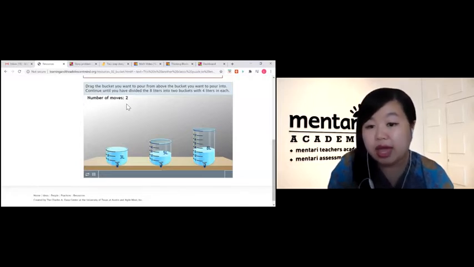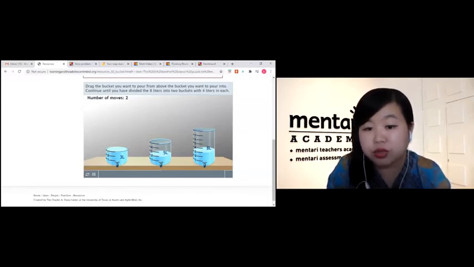screen. So I have taken 2 moves already, pouring the 8 liter of water onto the 5 liter bucket. And then the next step I took was pouring the water from the 5 liter into the 3 liter bucket. Okay, so those are 2 moves.